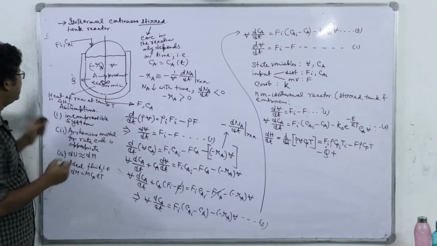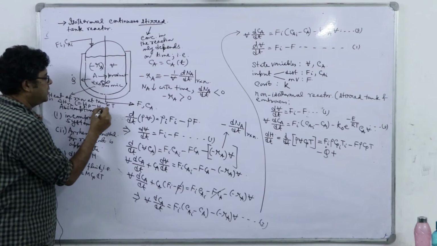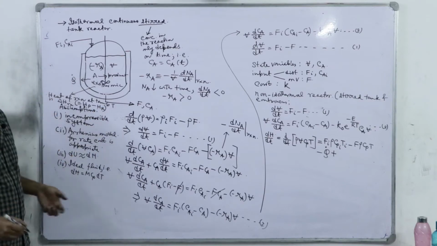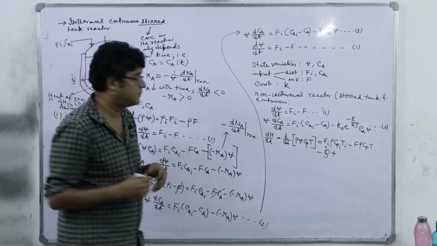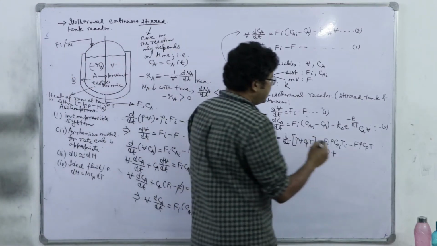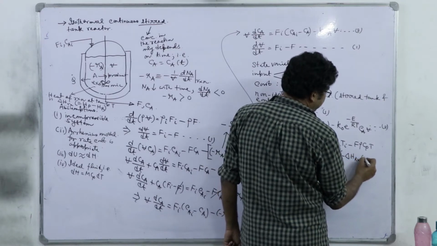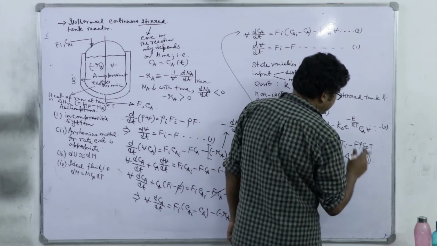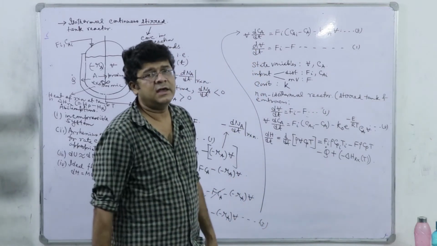So, actually del H Rx is what? Heat of the product minus heat of the reactant. So, minus of del H Rx is positive. This minus of del H Rx, amount of heat which is a function of temperature T, is released when 1 mole of A reacts.